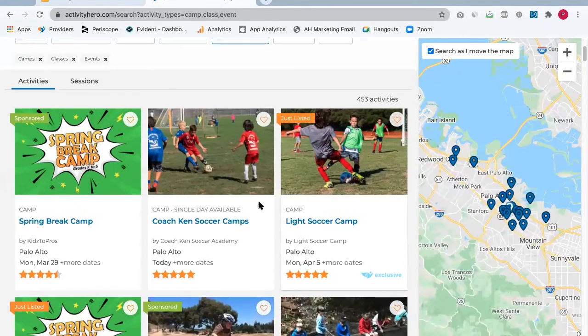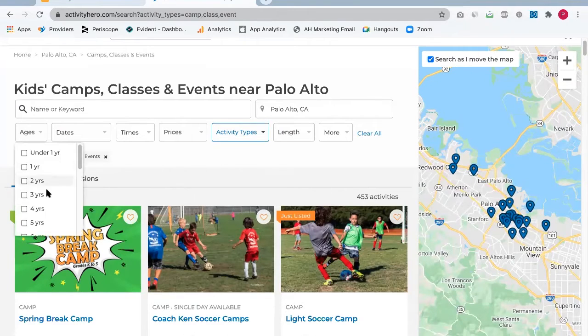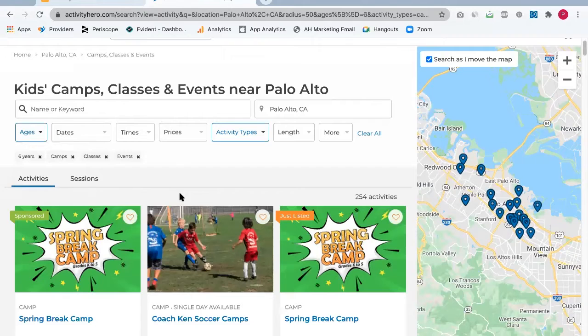Well, you can see that we've got lots of different search filters up here. If you had a particular type of camp you're looking for, like say basketball, or bike riding or something, you could type it as a keyword here. And if you wanted to look specifically for your child's age, why don't we look for age 6? So you can search by age, and we basically filter for you so that we just show you what's for that age.